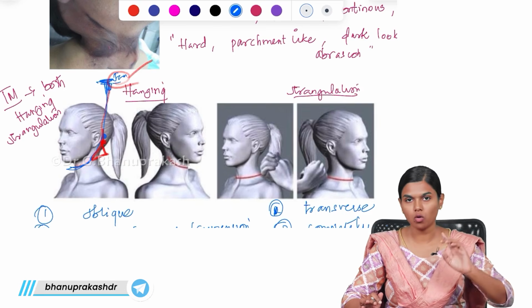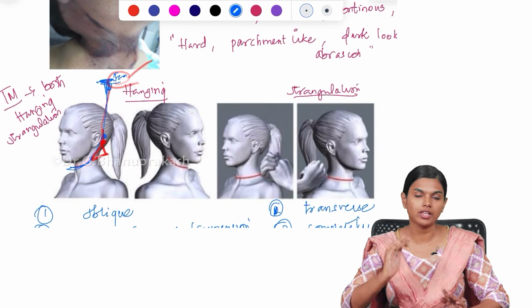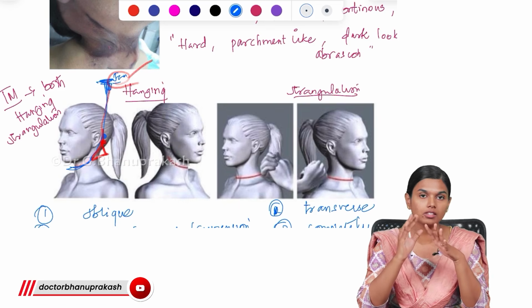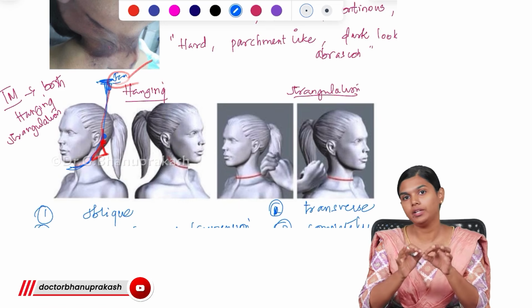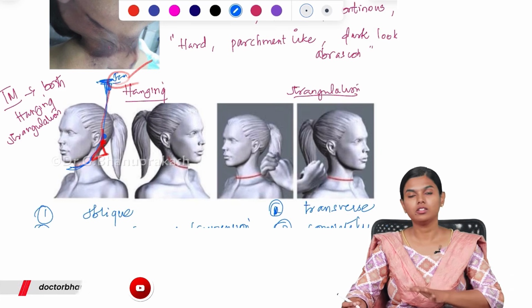First, it is oblique in case of hanging, transverse in case of strangulation. Second, an incomplete ligature mark with a suspension peak is seen in case of hanging. A complete ligature mark, with sometimes crossing over, is seen in case of strangulation.